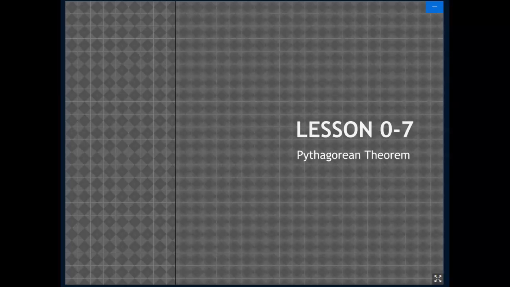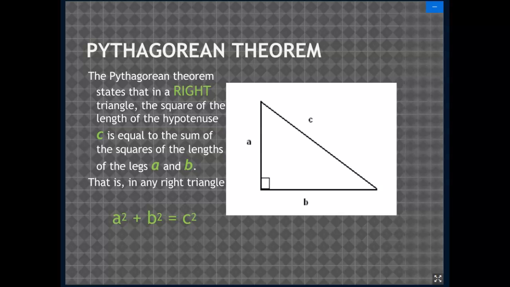Here to help us find missing sides of a triangle or help us determine if something is a triangle. So the Pythagorean Theorem is a very common formula that you would have learned last year. The Pythagorean Theorem states that in a right triangle, the square of the triangle's hypotenuse is equal to the sum of the squares of the lengths of the legs. So that gives the formula a squared plus b squared equals c squared.